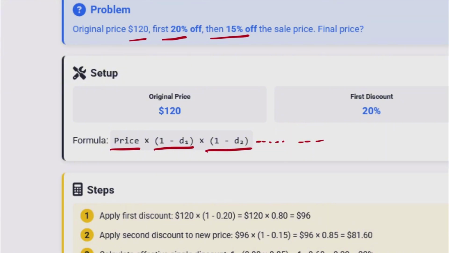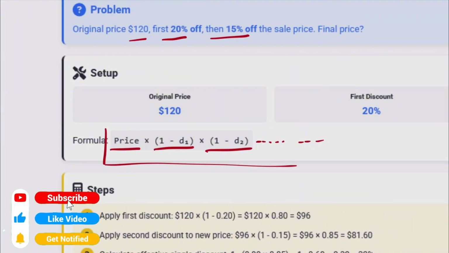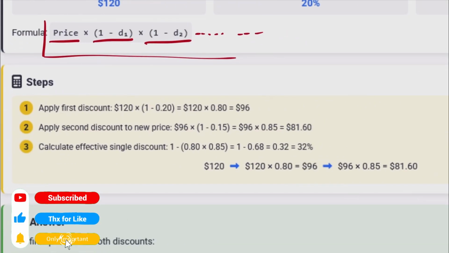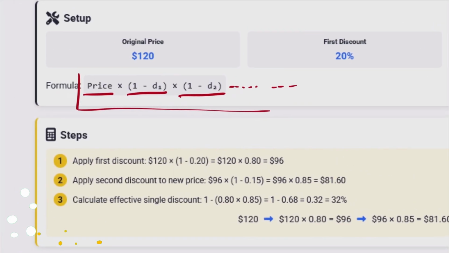Again, the wrong way is that you can just add them up, 20 plus 50, and say that, hey, I got 35%, let's swipe that one. No. First of all, you have to follow this formula, putting some numbers, and after that, you can find the final price. So I do have 120 times 1 minus 0.2.